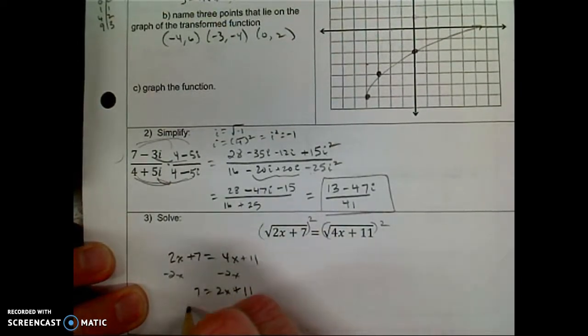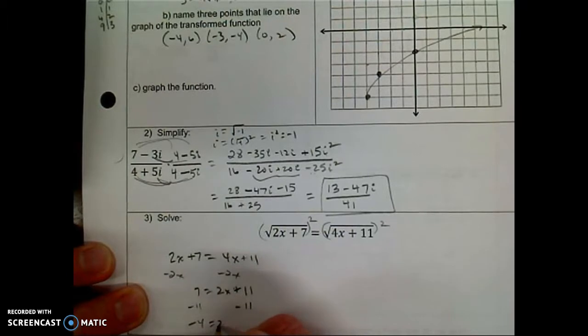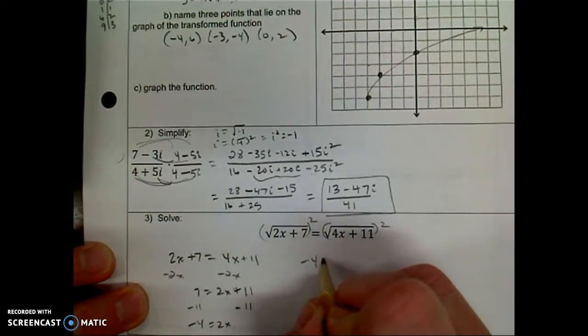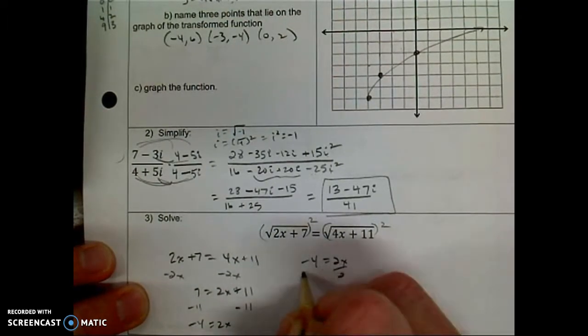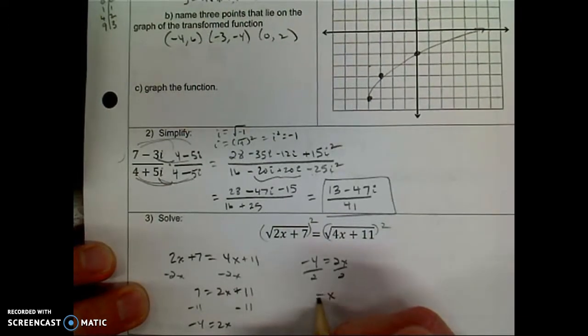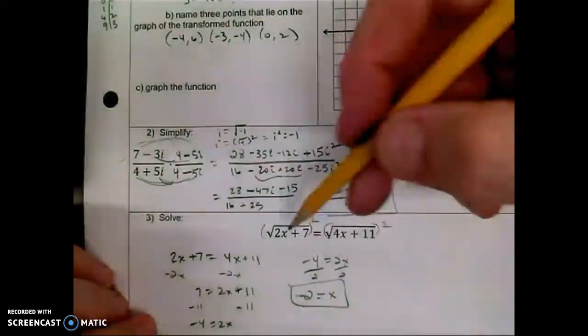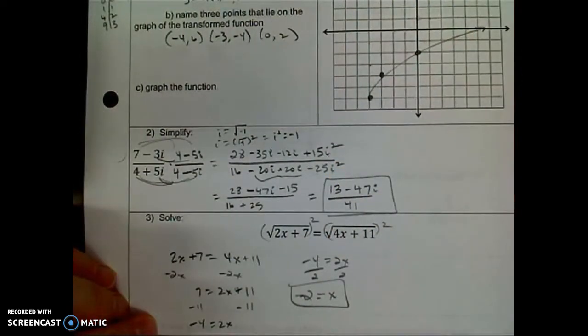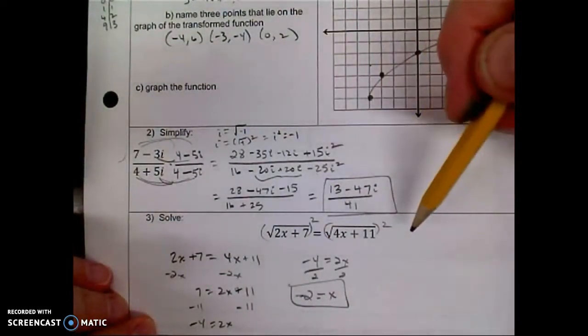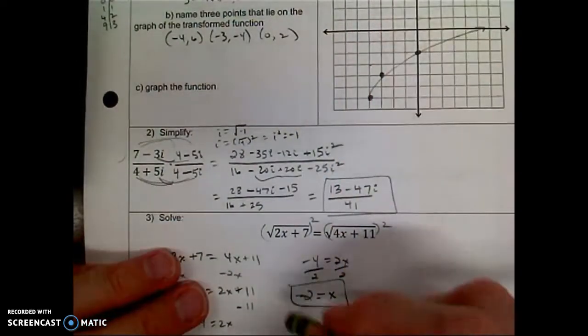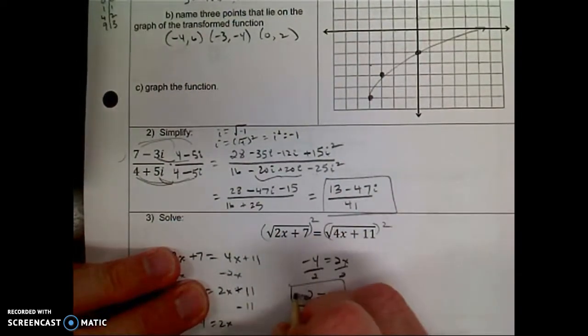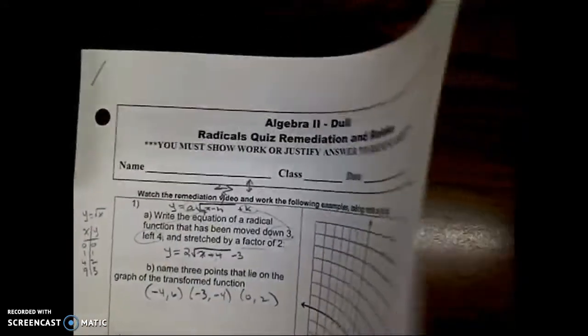If I subtract 11 from both sides, I get negative 4 equals 2x. Divide by 2, x equals negative 2. And in neither case does that give us a negative underneath the square root sign. And in any case, we've learned how to deal with i. So we're just going to let this stand as x equals negative 2. All right, go ahead and flip the page.